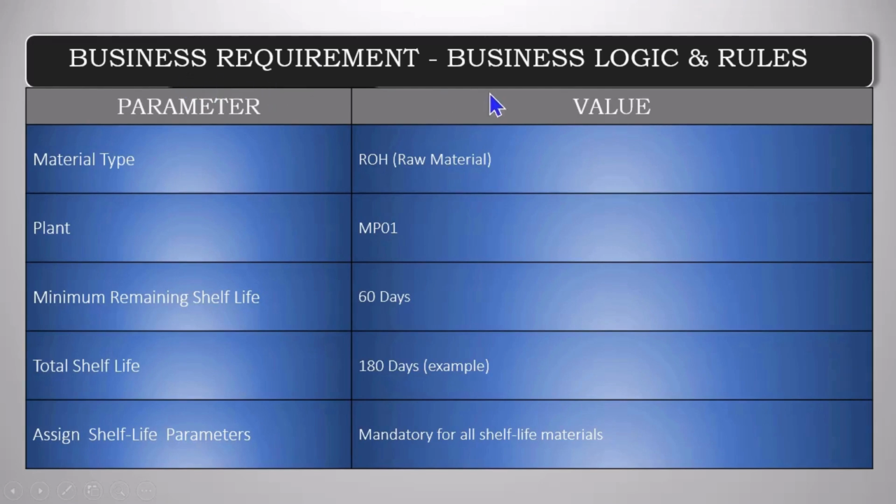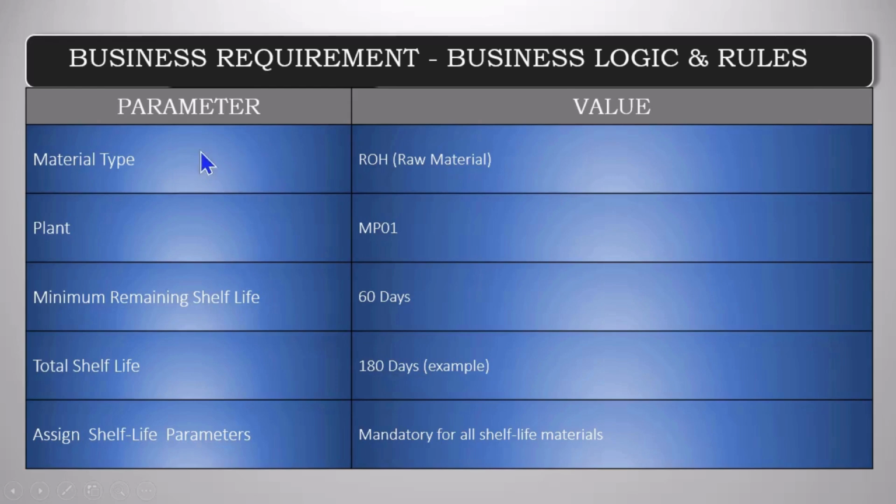Business requirement, business logic and rules. Users, there are certain predefined parameters. We will take these parameters, go to the system, and assign them. In that way, we will be following the business requirement, and that will be our assignment.